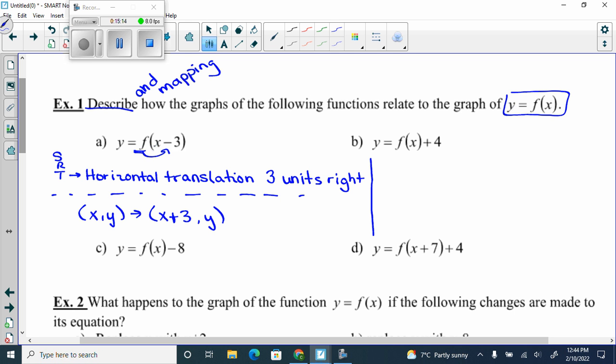When I go to B, I don't have any stretches or reflections. Why? Because we haven't got there yet. So that's a giveaway that the S and the R will be blank. The T, is this with my X, this 4? Or is my X sitting alone here? My X is sitting alone. So do I have a horizontal translation at all? No. What do I have? A vertical translation.